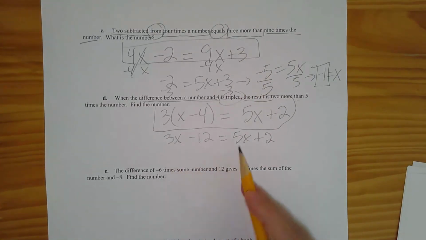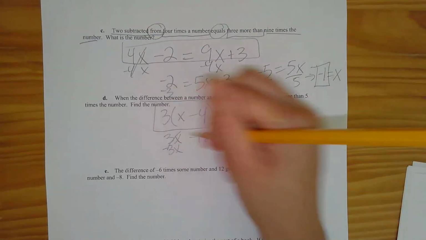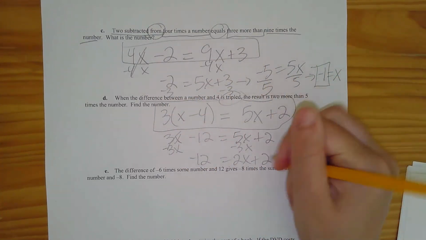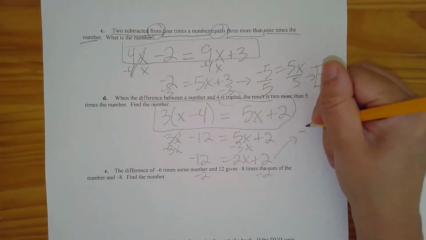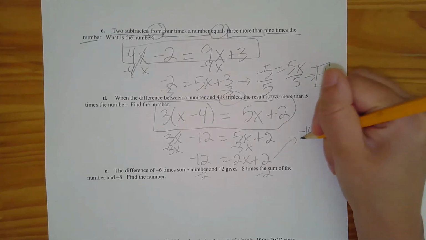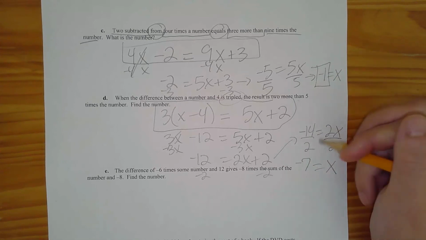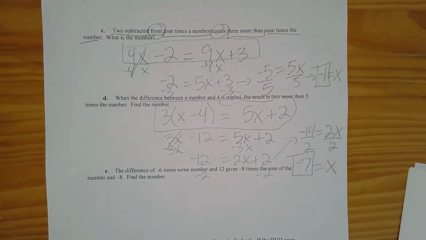Then I would probably get all the x's together, so I'd subtract 3x from both sides. Negative 12 equals 2x plus 2. Subtract 2 from both sides, which would give me negative 14 equals 2x. And lastly, I would divide by 2 on both sides and get negative 7 equals x. So when it says find the number, my number is negative 7.